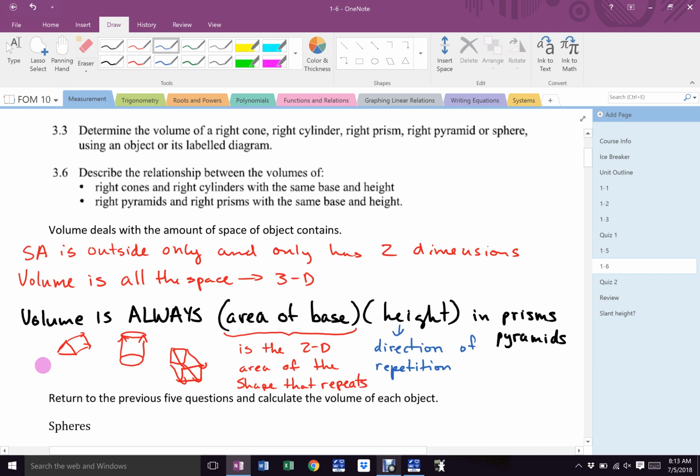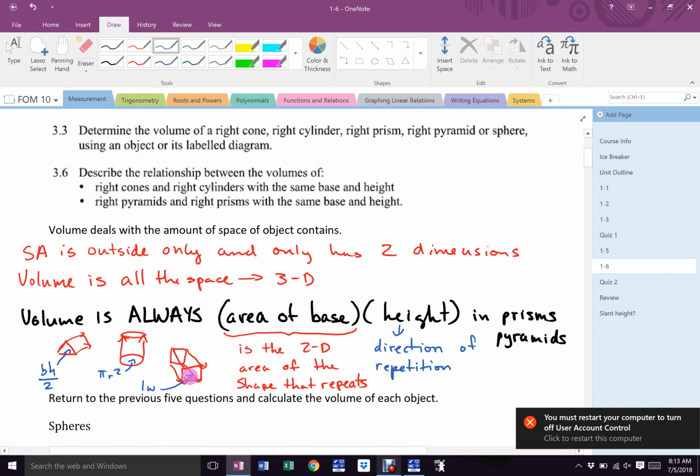Now, each of these bases have a different formula, don't they? A triangle base is base times height divided by 2. There's those words again, base and height. A circle is pi r squared for the area of the base. This guy is length times width for the area of the base. So the area of the base changes, but it is always multiplied by the height. Everybody cool?